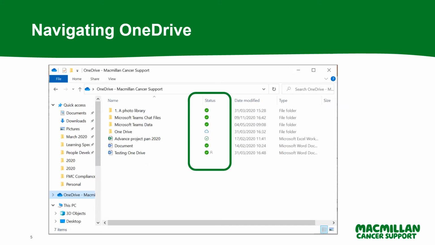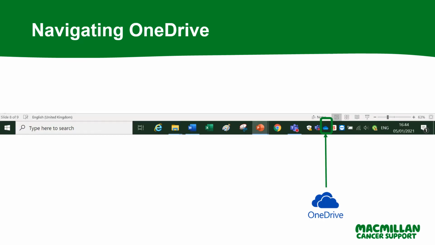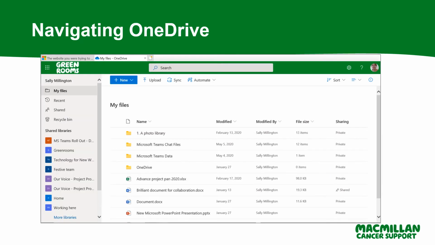You navigate around OneDrive on your desktop in exactly the same way you'd navigate around your documents on other drives, but you'll notice there is an additional column with some icons showing status, and you can find out more about these in another video. You can also navigate to view OneDrive online. Just click on the icon on your toolbar and you'll find it towards the right-hand side, and then when the pop-up opens, select View Online. This then displays your OneDrive in a web browser.